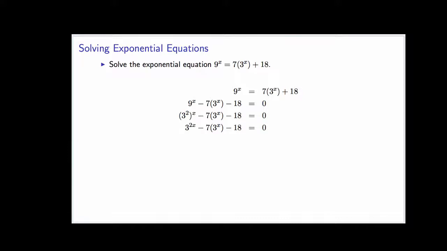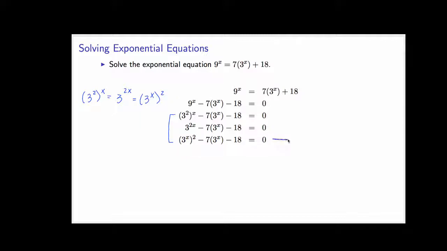This gives us, using our rules of exponents, 3 to the 2x minus 7 times 3 to the x minus 18 is equal to 0. And now again, using our rules of exponents, 3 to the 2x is the same thing as 3 to the x all squared, minus 7 times 3 to the x minus 18 equals 0. These exponents multiply, so we have that 3 squared to the x is the same thing as 3 to the 2x, which is the same thing as 3 to the x all squared.